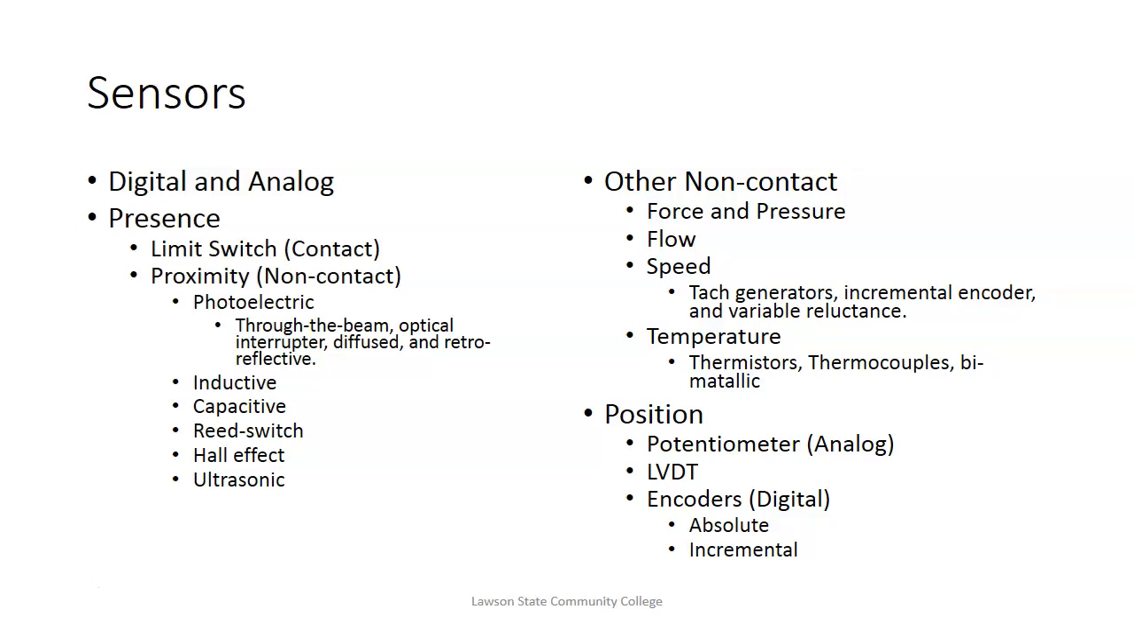We'll look at photoelectric sensors on both these manufacturing lines. The Festo has a lot more. The Amatrol has a few, but we'll look at what we call through the beam. We'll look at optical interrupters. We'll look at a diffuse sensor, and we'll look at retroreflective. We'll look at inductive sensors.